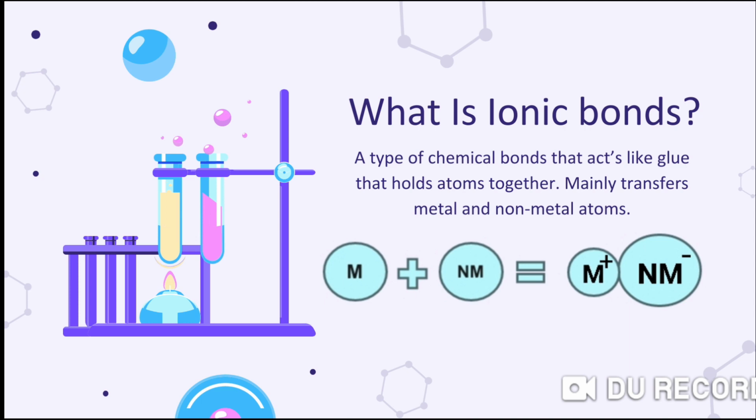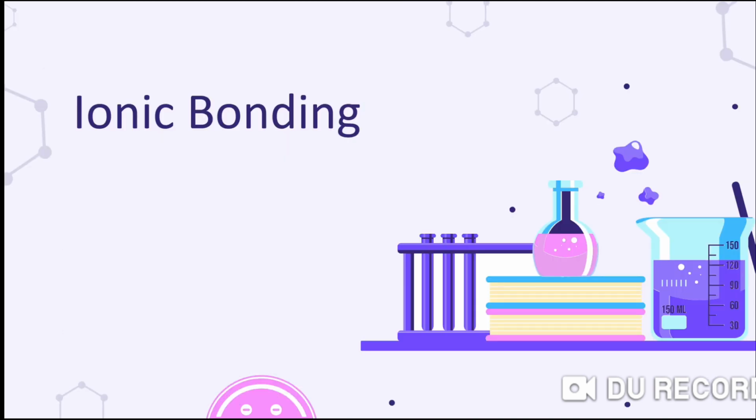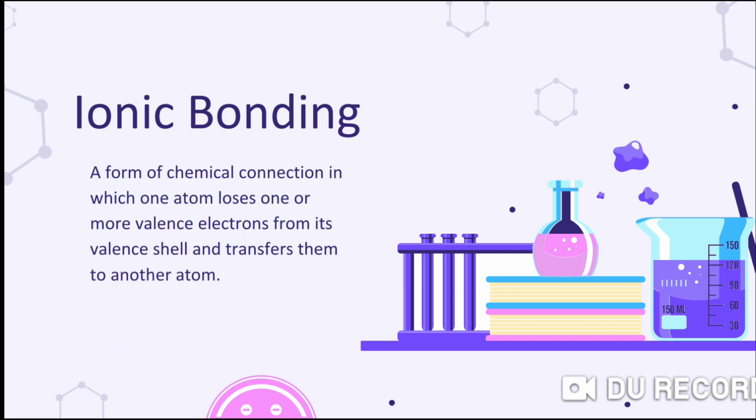But for now, let's talk more about ionic bonding. So, what exactly is ionic bonding? Ionic bonding is a form of chemical connection in which one atom loses one or more valence electrons from its valence shell and transfers them to another atom.